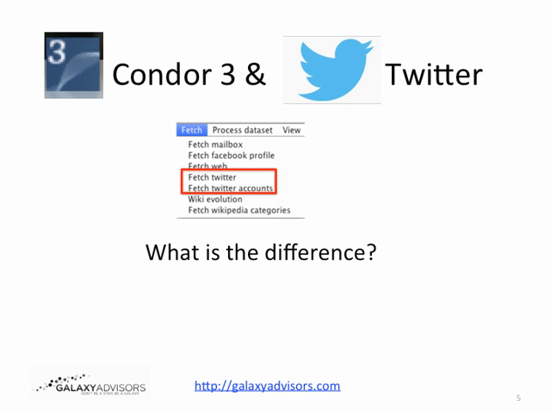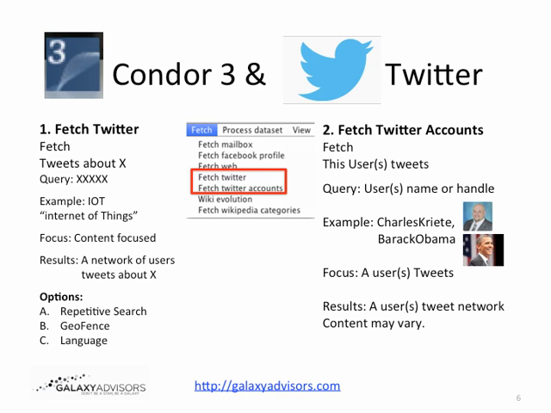Well, Condor 3 and Twitter have these two options, really the Fetch Twitter and the Fetch Twitter accounts options. The question is, what is the difference between these two Fetch options? Let's begin by looking at Fetch Twitter. Fetch Twitter really means fetch the tweets about X, where X is your query. An example: I'm interested in fetching the tweets regarding the Internet of Things, abbreviated as IoT. The focus of Fetch Twitter is content. The result is a network of users' tweets about X, and you determine what X is.